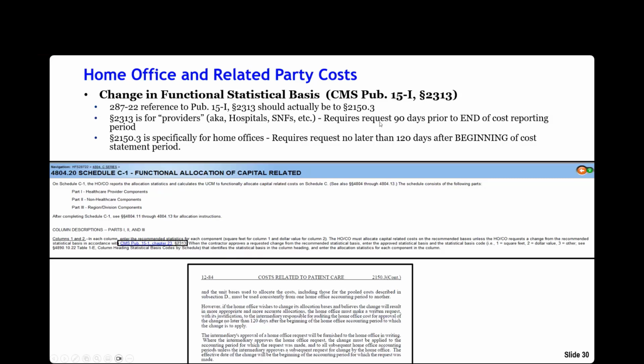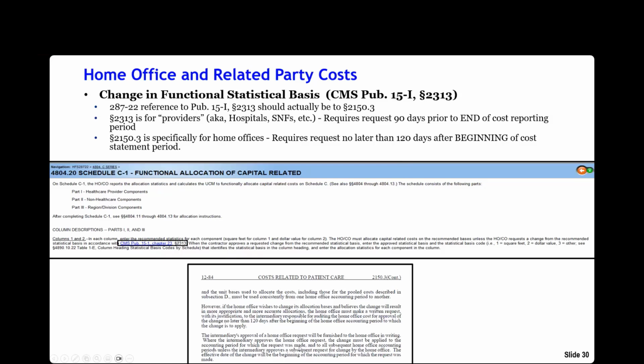So that gives you most of the way through, but you might want to do it even earlier in case that statistic is deemed not allowable. That puts you in a bad position. That's for hospitals and such. The reference to home office statistic changes is actually a different chapter, 2150.3, and the request there has to be made no later than 120 days after the beginning of the cost reporting period, cost statement period. So it doesn't quite line up.